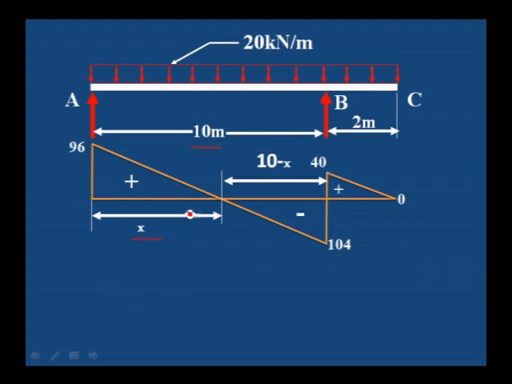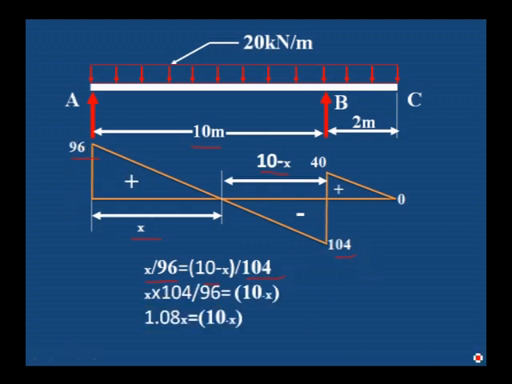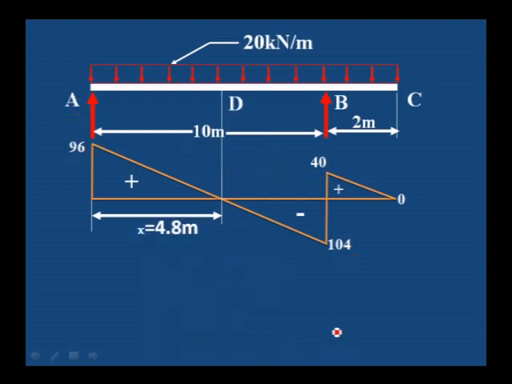Now from these two similar triangles, x by 96 is equal to 10 minus x divided by 104. You have to use the shear force values at this particular point. Therefore, on simplification, we will get the x value as 4.8 from the A point. It is just a distance of 4.8 where we will get the maximum bending moment. X is equal to 4.8.